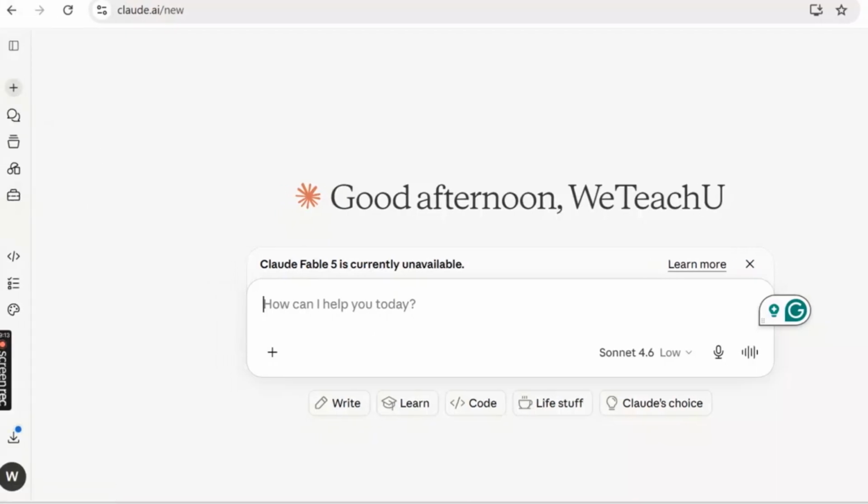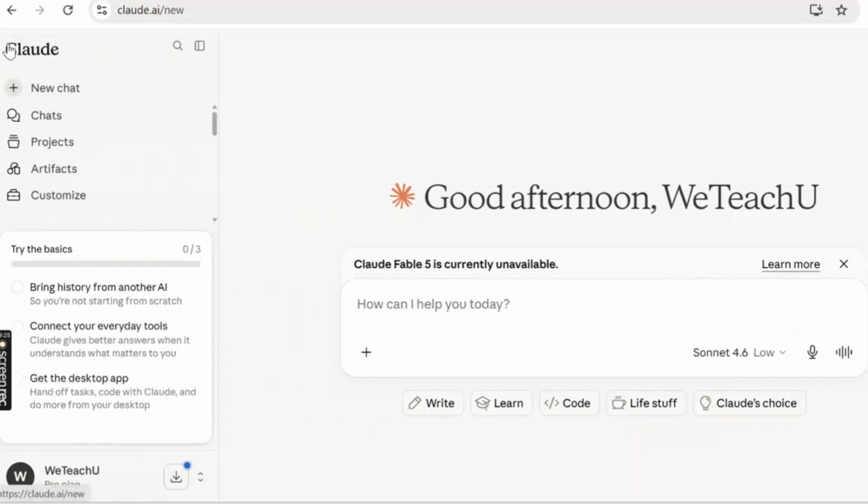This is the sidebar. On the left, you have your sidebar, and this shows your recent conversations. Claude organizes them by date automatically. So here I'm opening the sidebar, and I'm just having a look at what exactly I can start.